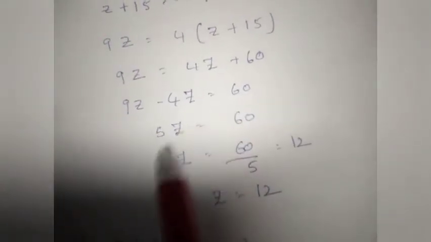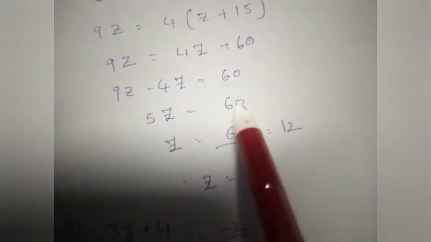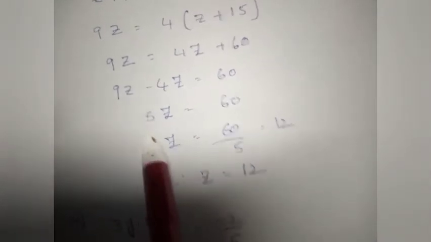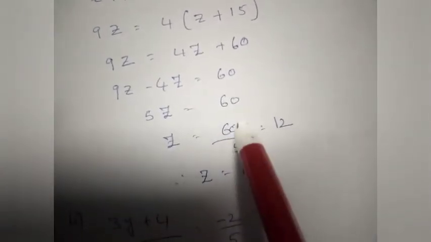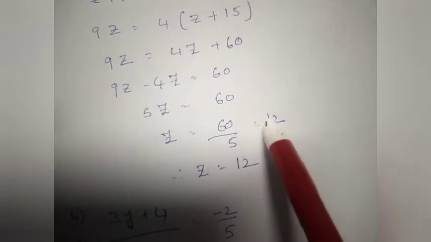9z minus 4z is 5z. 5z is equal to 60. Then z is equal to 60 by 5. Here it is multiplying. When it goes to that side, it divides. So 60 by 5, 5 12s are 60. So z is equal to 12 is our answer.